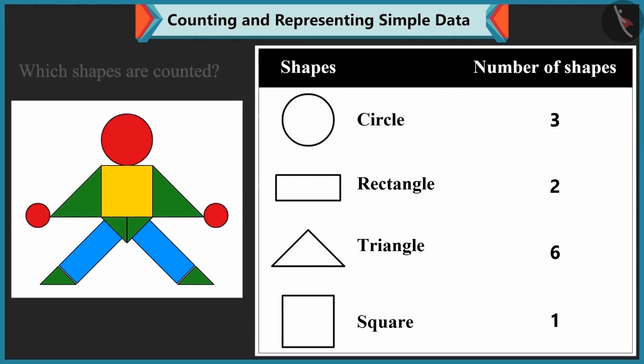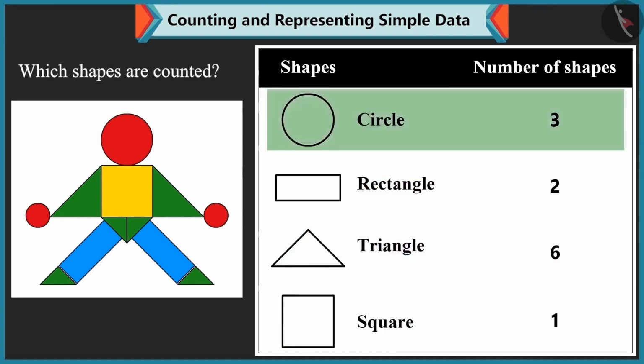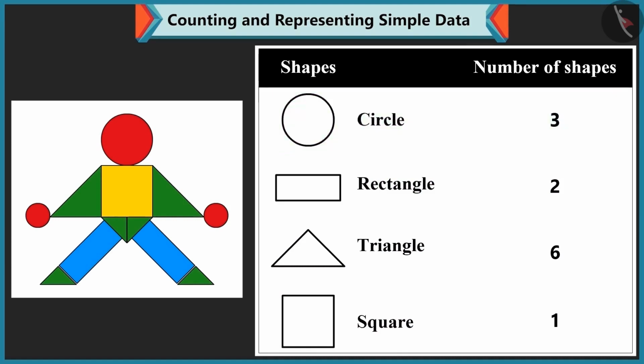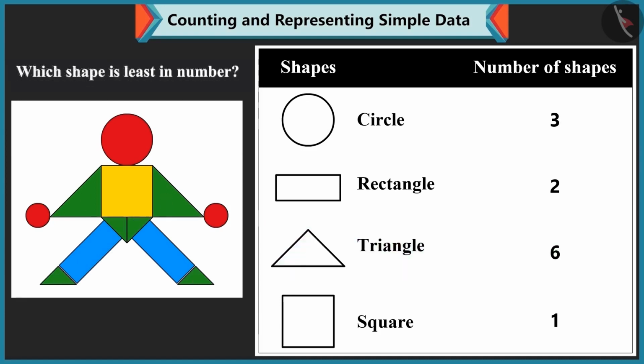Well done. Now tell me all the shapes that you had counted. I counted triangles, squares, rectangles and circles. Now tell me, which shape is most in number? There are 6 triangles over here. So this means triangles are most. There is only 1 square. So square shape is least in number. Perfect, Bubbly.